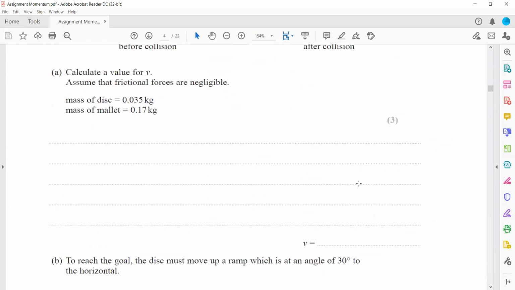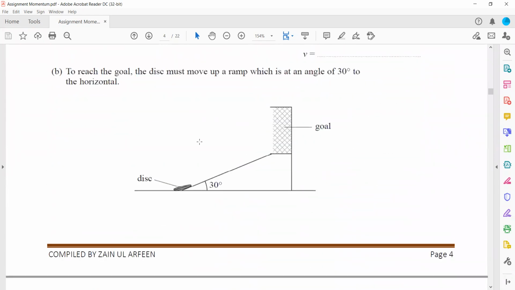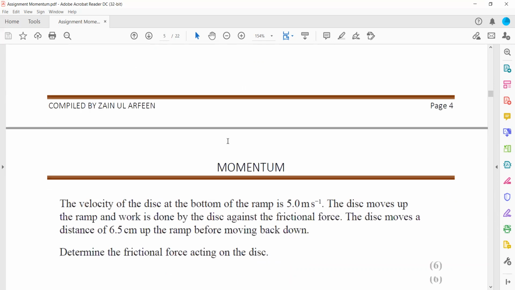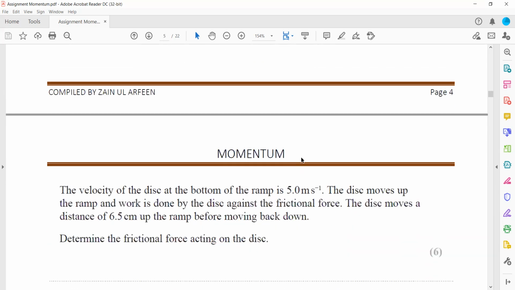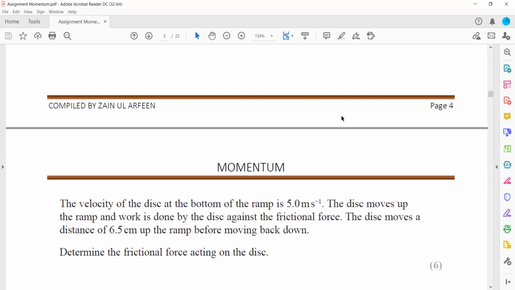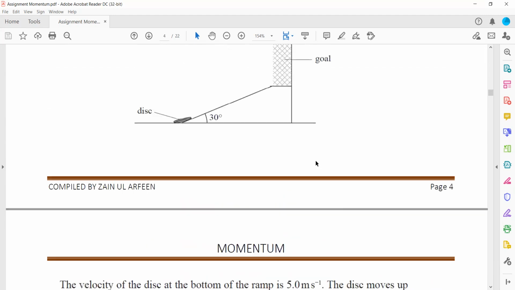Yesterday we calculated how to work out the velocity, but to reach the goal, the disk must move up a ramp at an angle of 30 degrees to the horizontal. The velocity of the disk at the bottom of the ramp is 5. The disk moves up the ramp, and there is work done by the disk against the friction. The disk moves a distance of 6.5 centimeter up a ramp before moving back downward. We have to determine the frictional force, and it is worth 6 marks.